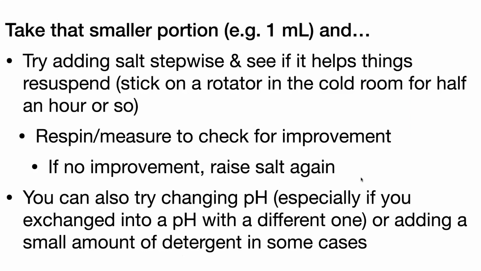To find something that works, as I mentioned, salt is often the biggest culprit. So you can try adding salt stepwise. If you were at 100 millimolar salt, maybe go up to 150. If that doesn't help, go to 200. If that doesn't help, go to 250, that sort of thing. In order to see if it helps, pipette up and down, make sure you resuspend any of the pelleted gunk, and then stick it on a rotating platform or a rotator. One of those end over end ones is really good, in the cold room for half an hour or so.